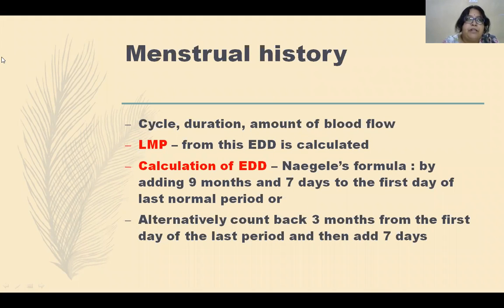So next, menstrual history. What is the importance of menstrual history in your case taking? You have to know the cycle, the duration, the amount of blood flow, when was her last menstrual period, because you need to calculate the EDD from that. And how do you calculate your EDD? By Nagel's formula, by adding 9 months and 7 days to the first day of the last normal period, or alternatively counting back 3 months from the first day of the last period, and then you have to add 7 days.